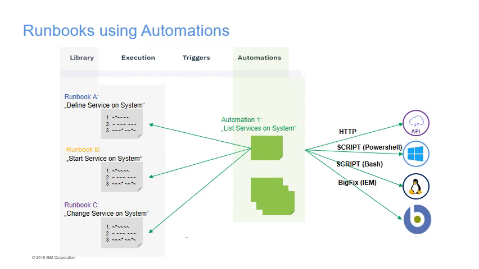Runbooks describe step-by-step procedures how to react on issues, observe the status of a system, or do a planned change to its configuration. Automations are reusable assets that each can run on many targets of different type. The same automations can be used in many runbooks. As you see in this example, an automation list services on system is being used in 3 different runbooks, which describe the procedures to define, start, and change a service on a system.